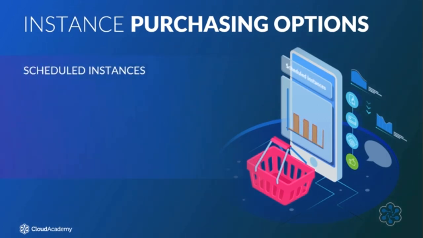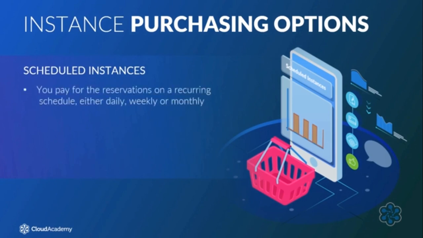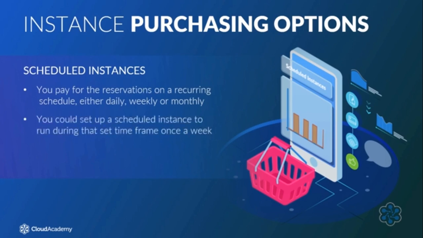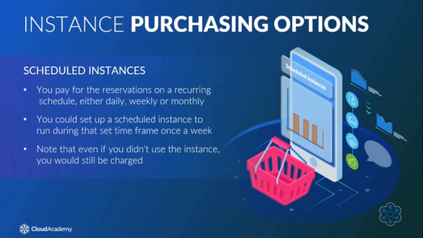Scheduled instances. These are similar to reserved instances in the fact that you pay for the reservations of an instance on a recurring schedule, either daily, weekly or monthly. For example, you might have a weekly task that is scheduled that performs some kind of bulk processing for a number of hours at the same time every week. With scheduled instances, you could set up a scheduled instance to run during that set time frame once a week, and this prevents you from having to use the on-demand instances, which would incur a higher price. You should note that when using scheduled instances, even if you didn't use the instance, you would still be charged. This allows you to provision instances for scheduled workloads that are not continuously running, which is where a reserved instance would be the preferred choice.